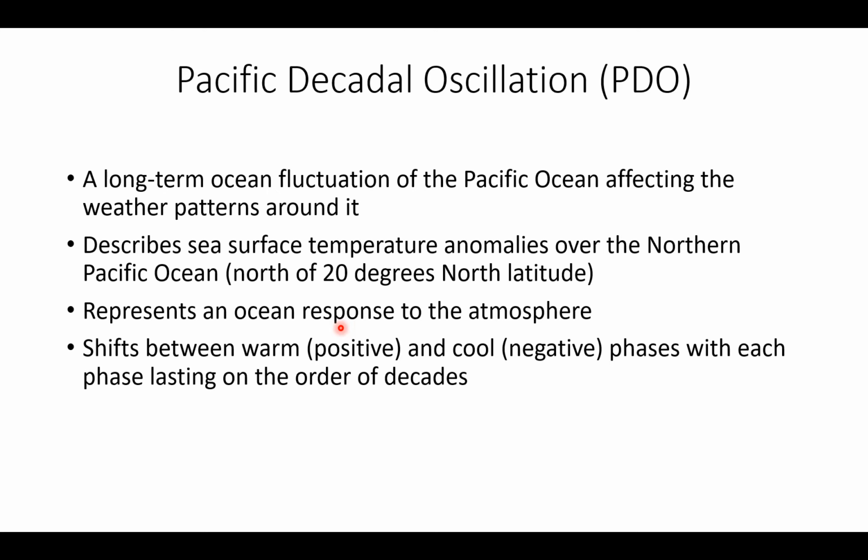And that atmospheric response, with the Aleutian Low, is going to also change the sea surface temperature anomaly configuration across the North Pacific. Now, the PDO shifts between the warmer positive phases and these cooler negative phases, with each phase lasting on the order of decades. So this is a fairly longer term oscillation, the PDO, as compared to some of the other teleconnections or climate drivers we have looked at up to this point.